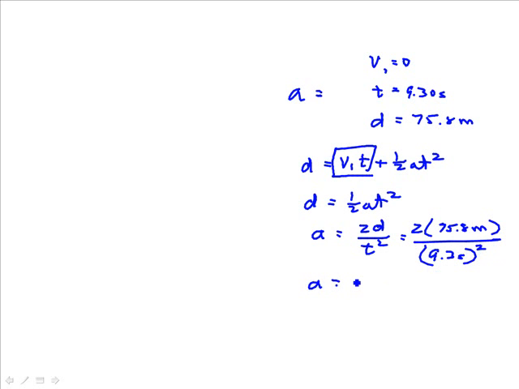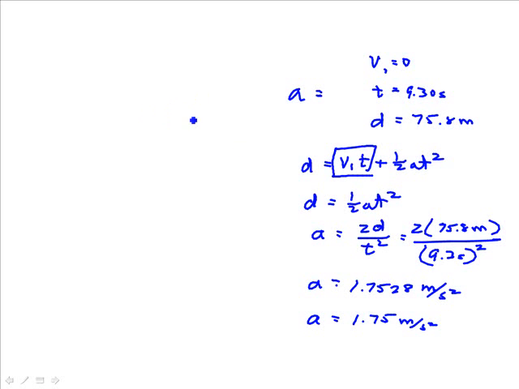A is equal to 2 times 75.8 divided by 9.3 squared, and you get 1.7528 meters per second squared. So you probably round that to 1.75 meters per second squared. That's the acceleration. Now, an alternate method would be to use the final velocity that we calculated in the previous part of the solution.